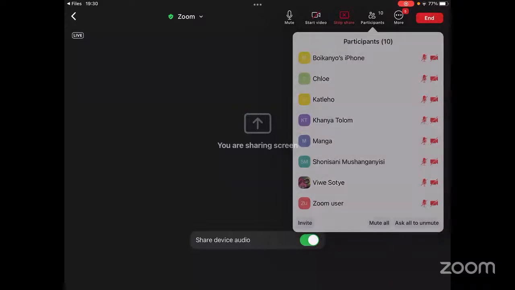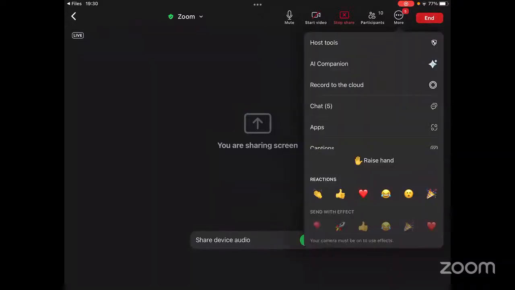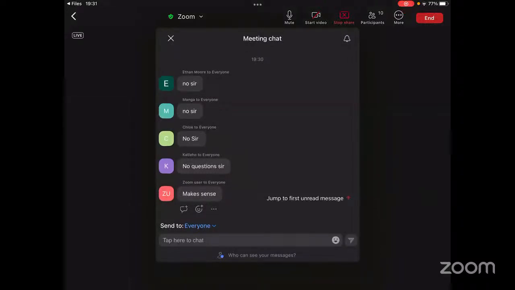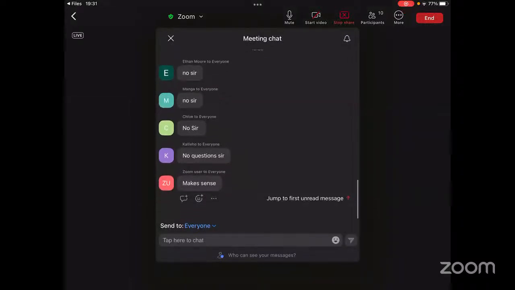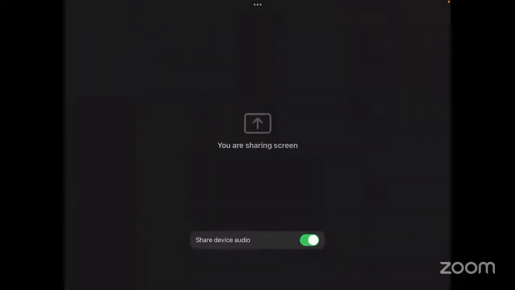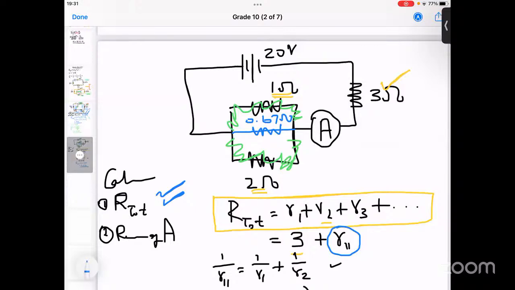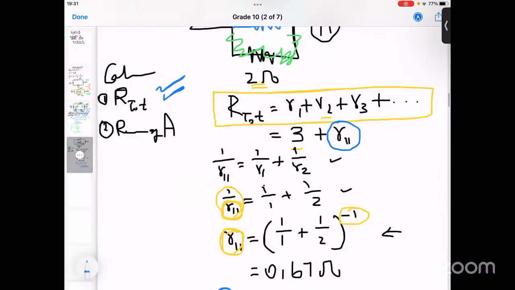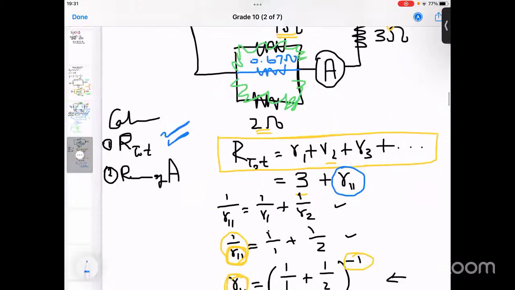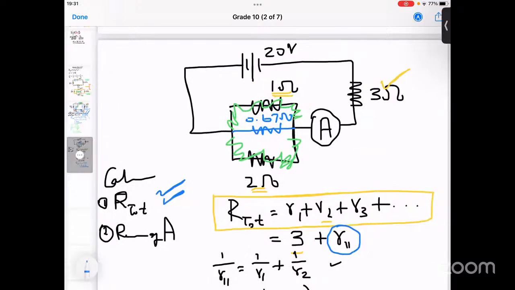Guys, okay, there you've got some comments. Let's see what you guys are saying. Makes sense, makes sense. Okay, okay, okay. Then it is fine. It looks like we are okay. Now it is your turn to calculate the reading on the ammeter.